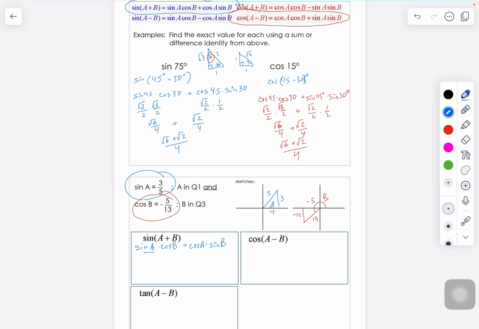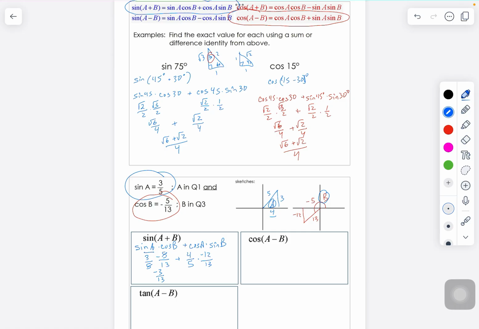Sine of angle A, so there's A, it's going to be 3/5. Cosine of angle B, so I go cosine, it's going to be negative 5 over 13. Cancel this out, so negative 3 over 13. Plus the cosine of angle A, which is going to be the adjacent 4 over the hypotenuse of 5, times the sine of angle B, negative 12 over 13.